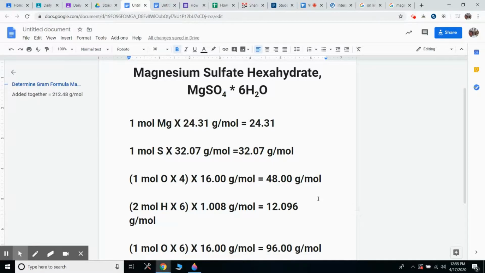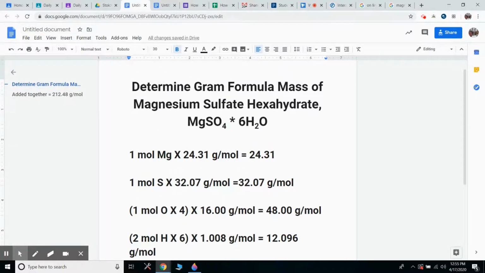Okay, this is our last example. We're finding the gram formula mass of magnesium sulfate hexahydrate. And you can see the formula Mg, and there's no subscript written here. I'm going to add it in for convenience after the Mg. There's no subscript after the sulfur, so I'm going to add it in for my own convenience. There's 4 oxygens here, the subscript 4. And then I have this big number. This big number is called a coefficient.